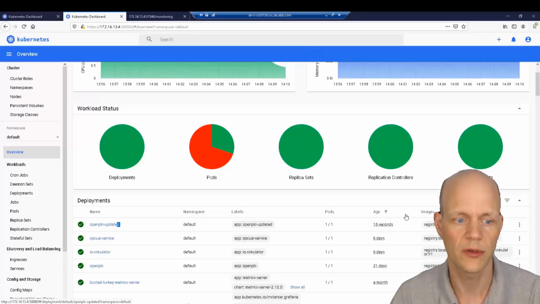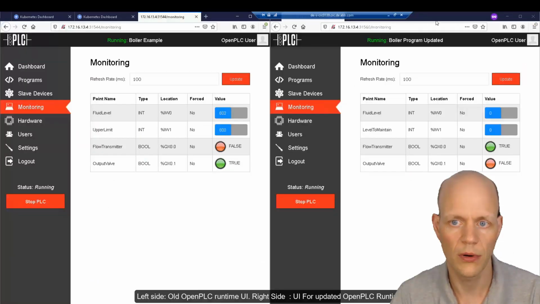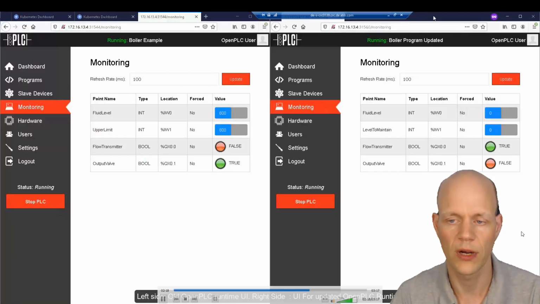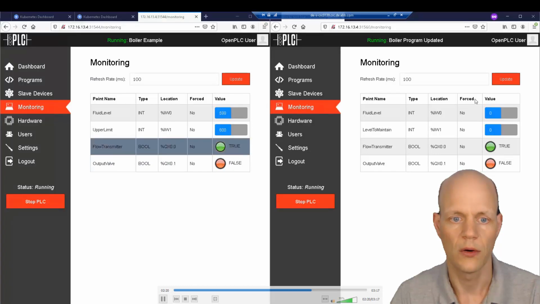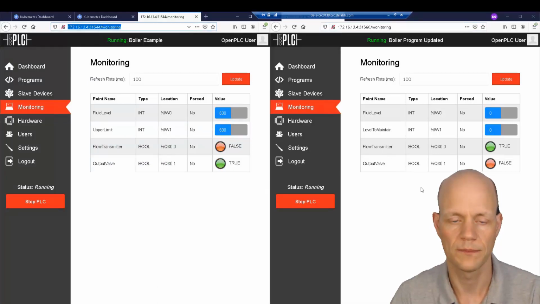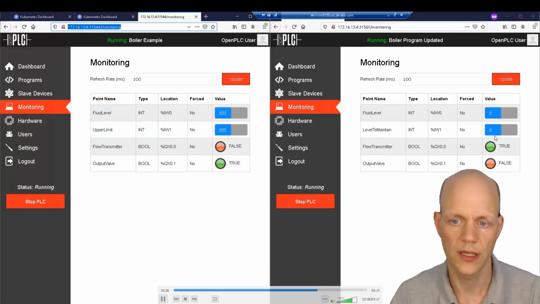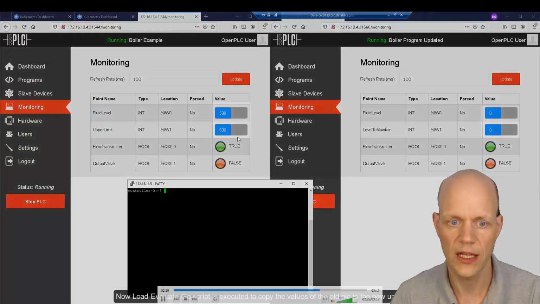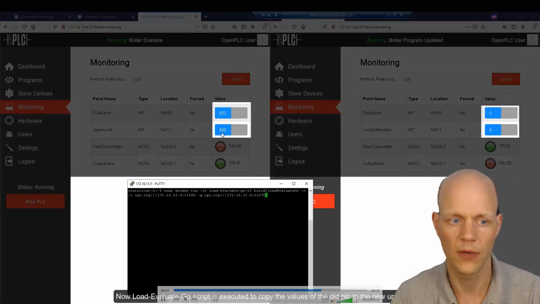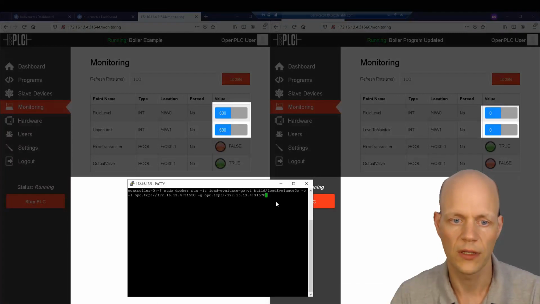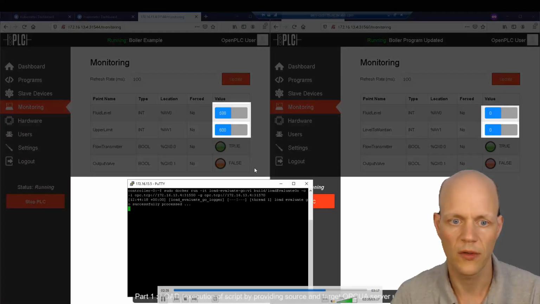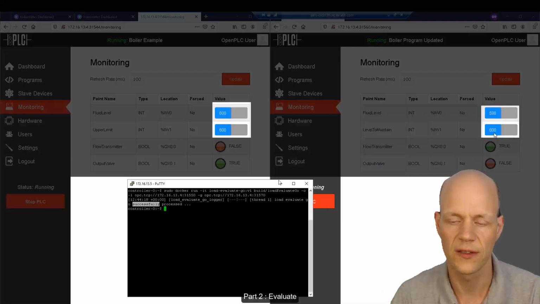So that's not time critical. You see here now on the dashboard the updated OpenPLC pod, and we put that one here on the right hand side in our demo. So on the left hand side we see the original one, on the right hand side the updated one. You see the updated one has not yet the internal state of the original engine, which is configured for an upper limit of 600. And now we initiate our Kubernetes operator to transfer the state, and this has been done already, so it's quite fast.